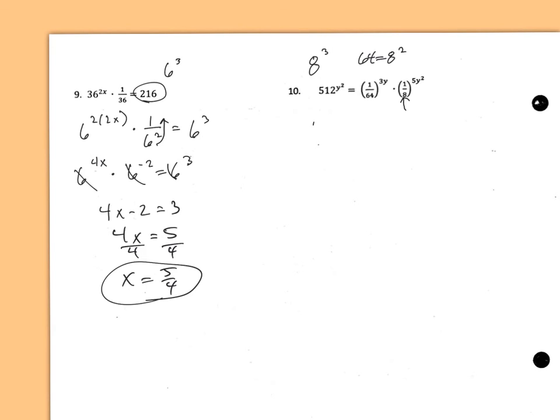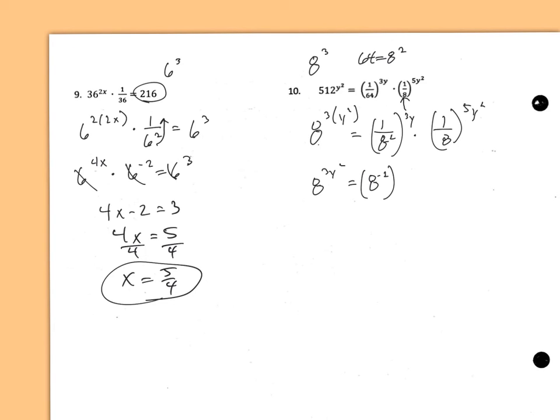So I'm going to rewrite this. So this is now 8 to the third, but there's a y squared there. I guess I didn't need parentheses, but I did anyway. This is going to be 1 over 8 squared, and that whole thing is to the 3y power. And this is, of course, 1 over 8. I'm going to have to change this one to the 5y squared. So those fractions become negative exponents. So this is 8 to the 3y squared. This is going to be 8 to the negative second, but then that whole thing is to the 3y. And this is also 8 to the negative first now, but this is to the 5y squared.